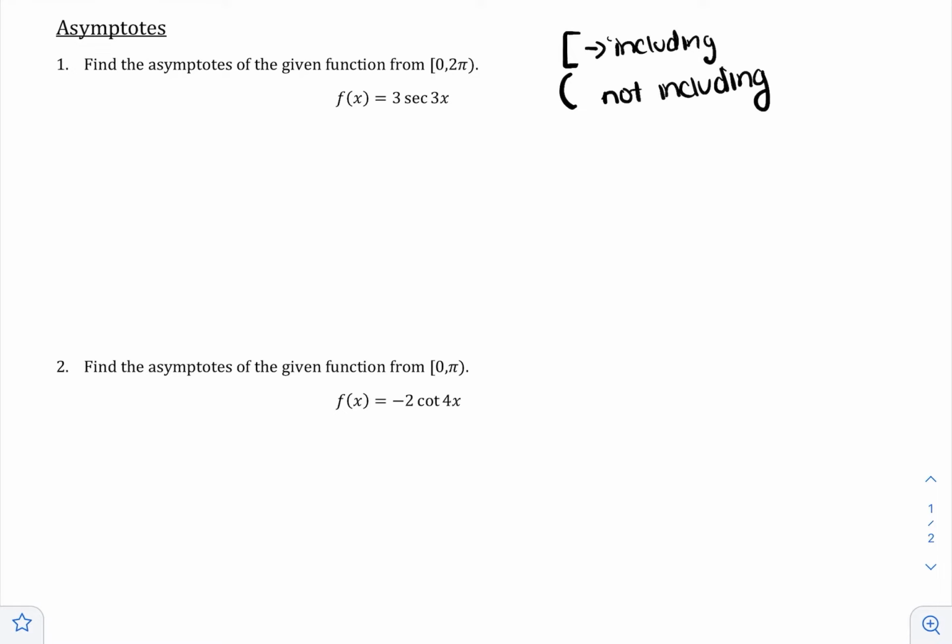Okay, so we have f of x equals 3 secant of 3x. The first thing you're going to do is look at the basic function, which is just whatever trig function you see inside. So the basic function is y equals secant of x. The next thing you're going to do is think about the domain of this function. Now, secant is 1 over cosine, so it's going to have the exact same domain as tangent. The domain requires that cosine cannot be 0.